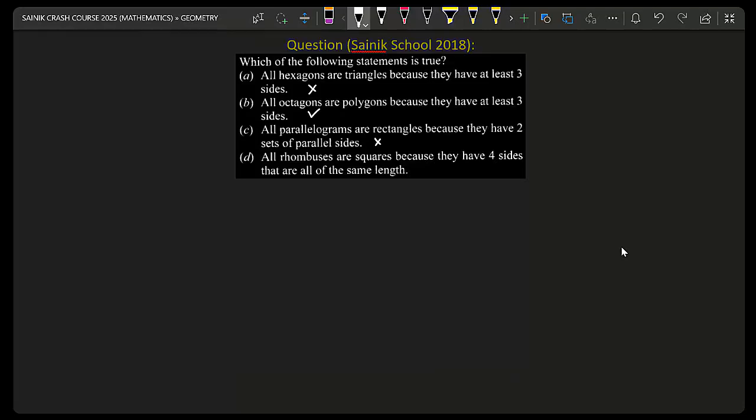All the rhombuses are squares because they have 4 sides that are of the same length. True or false? Sir, false. Why? Can you explain? Sir, because in a square every angle is 90 degrees, but in a rhombus not 90 degrees. Very good. Because they did not give the condition that all the angles are 90 degrees. They said only that they have 4 sides of equal length. A square also has 4 equal sides, and a rhombus also has that. But one more condition is not given to become a square, that is every angle must be 90 degrees.